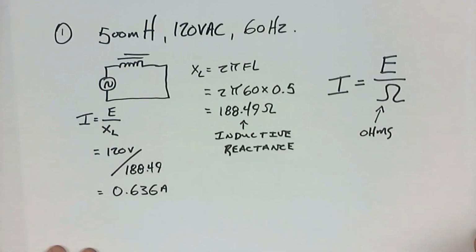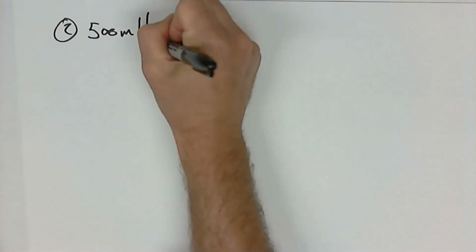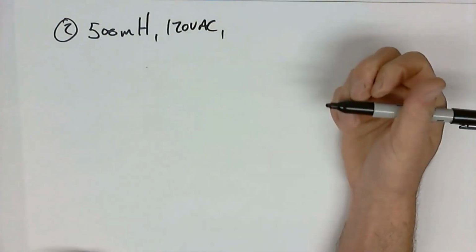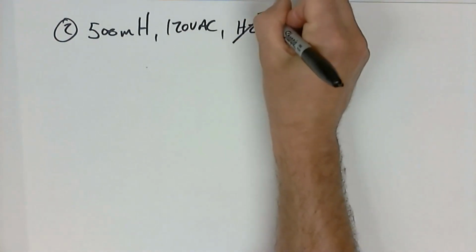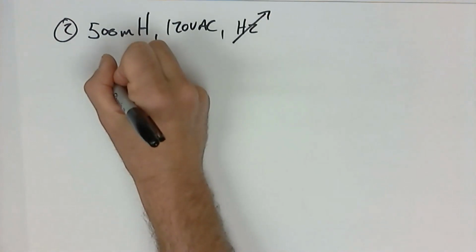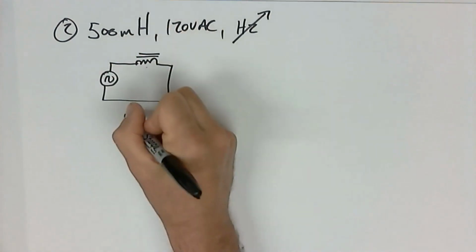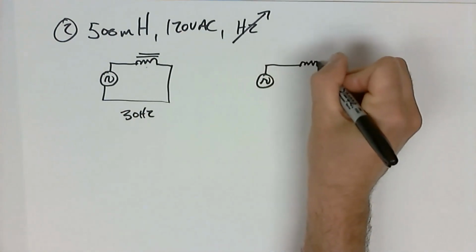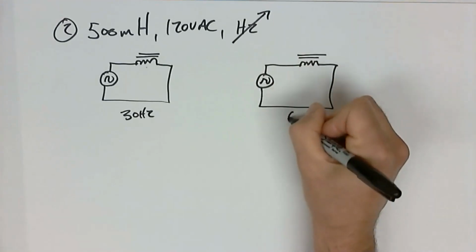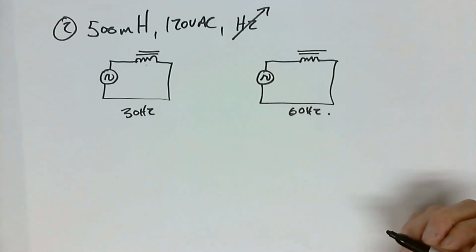Okay, so let's take the exact same inductor and just change the frequency. So I'm going to do 500 millihenries, 120 volt AC, but this time I'm going to convert it to two different frequencies. So the hertz is going to vary. We're going to do one circuit at 30 hertz, and the other circuit at 60 hertz. And we're going to see what the difference is in the XL as well as the current.